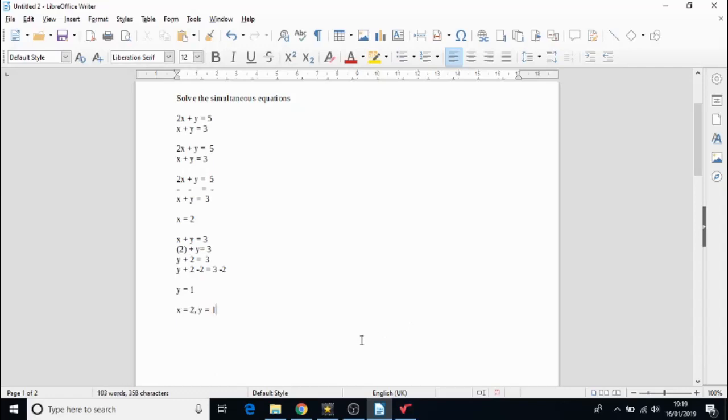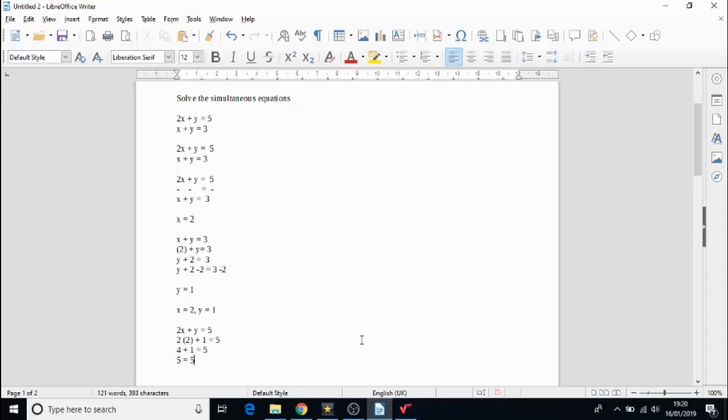If you want to check if it satisfies both equations, we already know it satisfies the second equation. If you want to double check if it satisfies the top equation, just to make sure that your answers are correct, we could put these known values in. So 2x plus y is equal to 5. So 2 multiplied by 2, because x is equal to 2, plus y, which is equal to 1, is equal to 5. 2 multiplied by 2 is equal to 4, plus 1 is equal to 5.